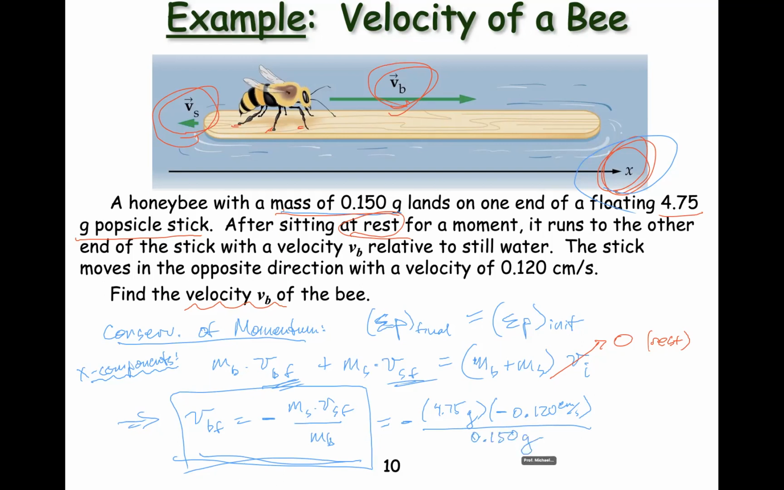Notice how the grams are going to cancel. Let me show you. And notice how I'll be left with centimeters per second for my final velocity, which is fine, right? That's actually kind of useful. The two minus signs also cancel each other out. And my final answer should be positive 3.8 centimeters per second. Sanity check, is the bee moving in the positive x direction? Yes, good.